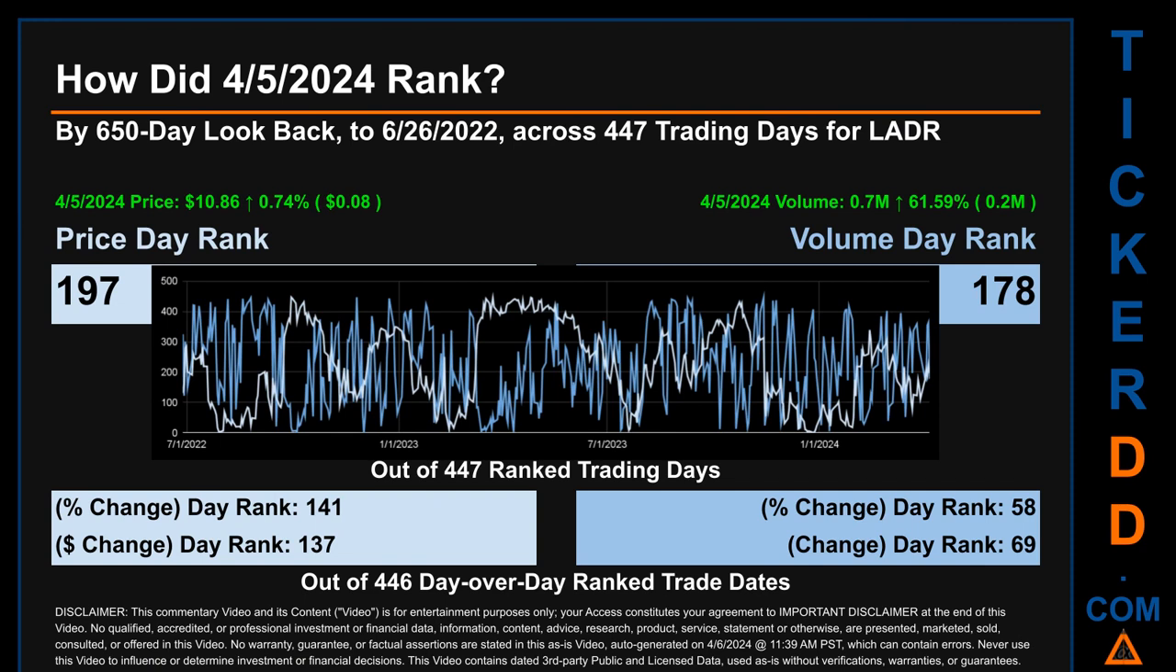The price's day-over-day percentage change, jumping 0.74% on the 5th of April 2024, had a day rank of 141 while its dollar difference of 8 cents had a rank of 137 when compared day over day across 446 trading days. Volume's percentage change and difference were ranked respectively at 58 and 69.